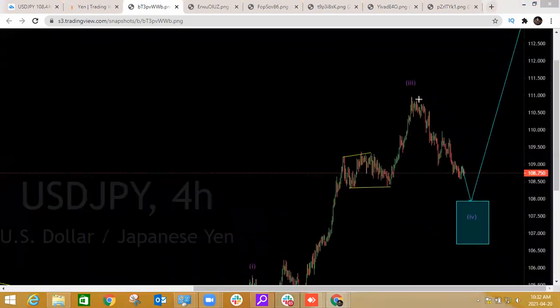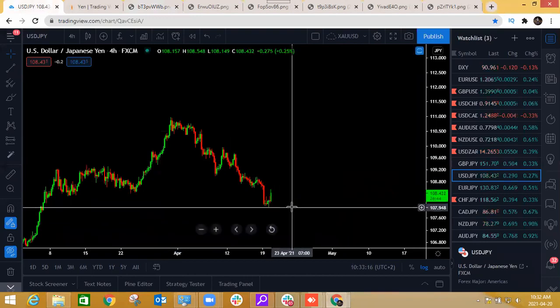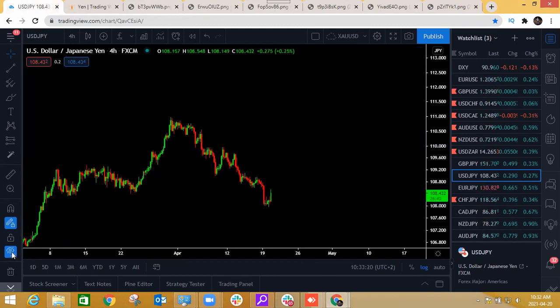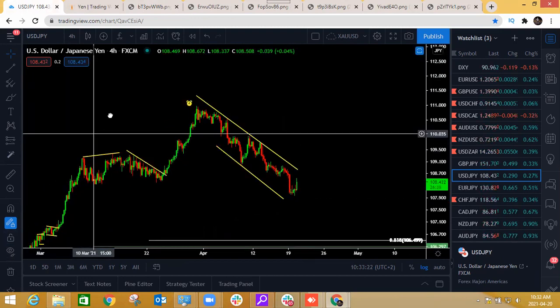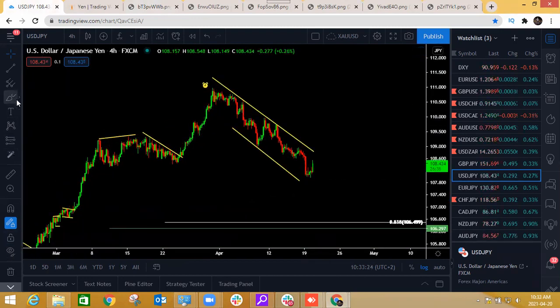We wanted it to get to 108, which it did. Now we're expecting the reversal from the blue box. That is 108. That was yesterday. Now it looks like we are making a reversal around those areas, exactly around those areas. As you can see, this is the blue box area. That is the blue box on US dollar yen.